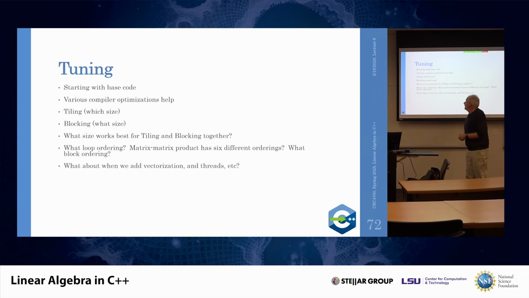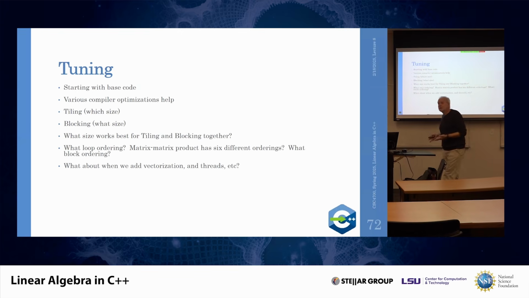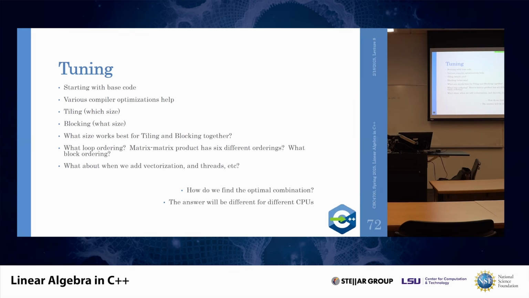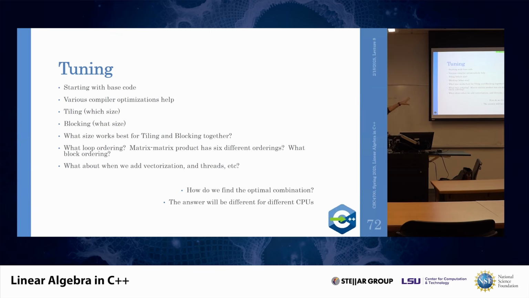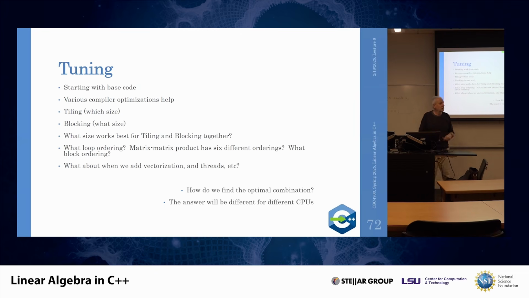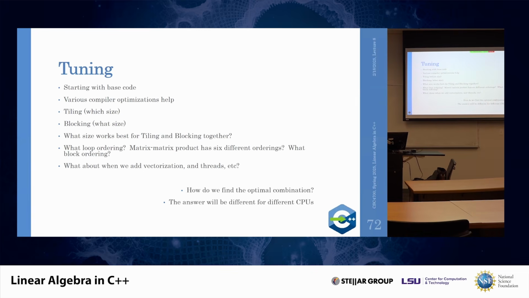Okay? What about when we add vectorization? We add thread parallelization. What is happening? So many questions. How do we find the optimal combination of all of those is an open question. People have come up with methods to find out what's actually going on, because what is true in terms of parameters on one architecture, on your laptop, might not be the optimal solution on a different machine, on a different architecture. Different cache sizes, different number of processors, you name it.